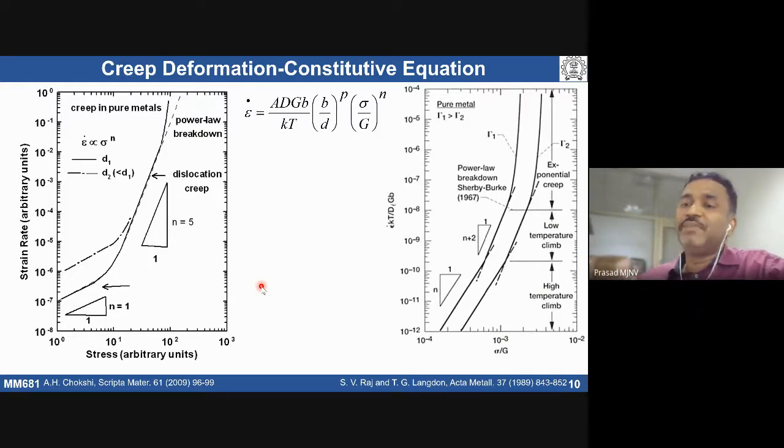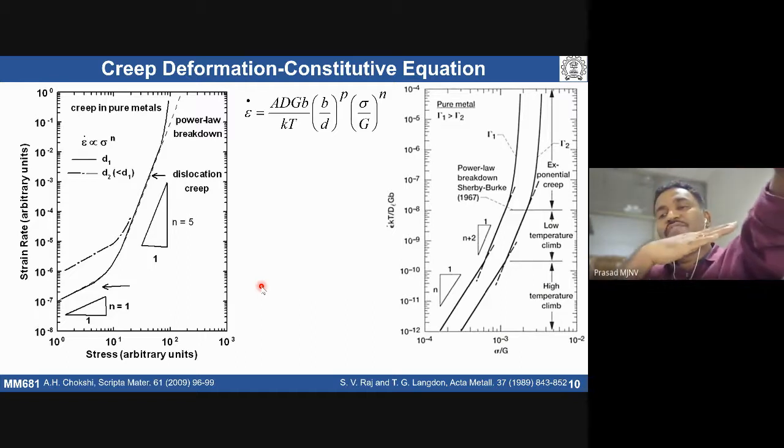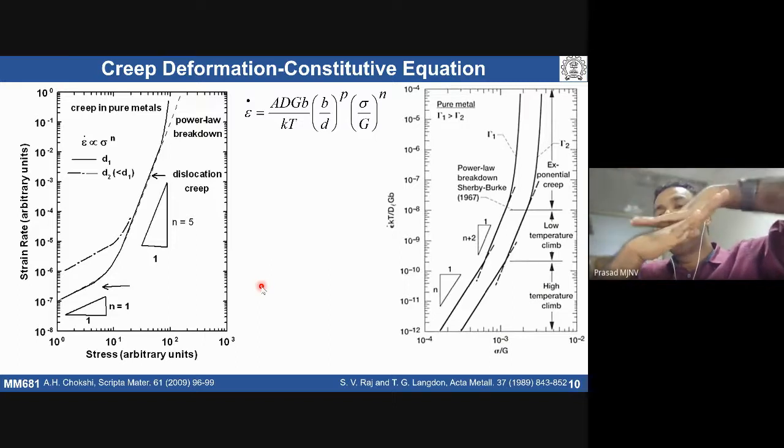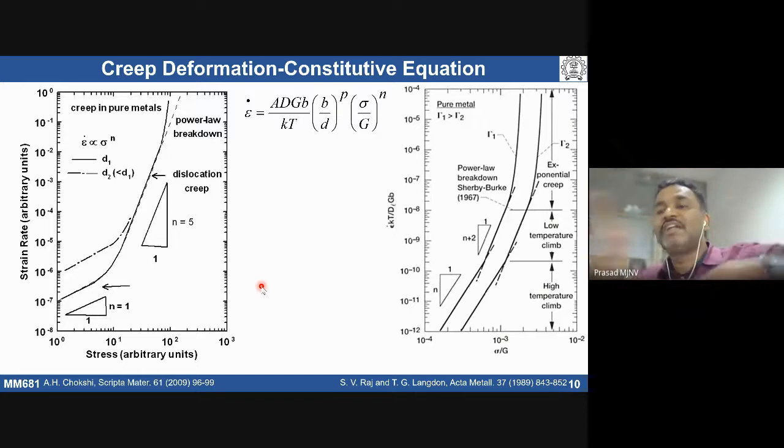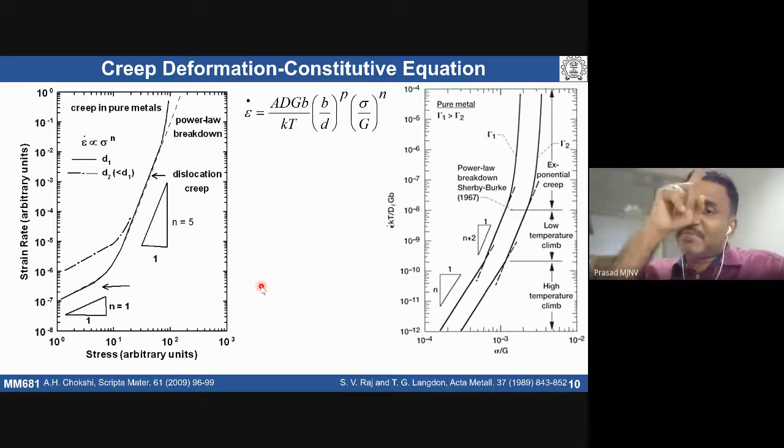Similarly here, when you talk about pipe diffusion somewhere there, and lattice diffusion somewhere here. If you normalize with some pre-exponent, some exponent, that gives a transition at which we are going to see low temperature climb and high temperature climb. So we have to establish that: equate both the diffusion terms and see where the transition takes place.